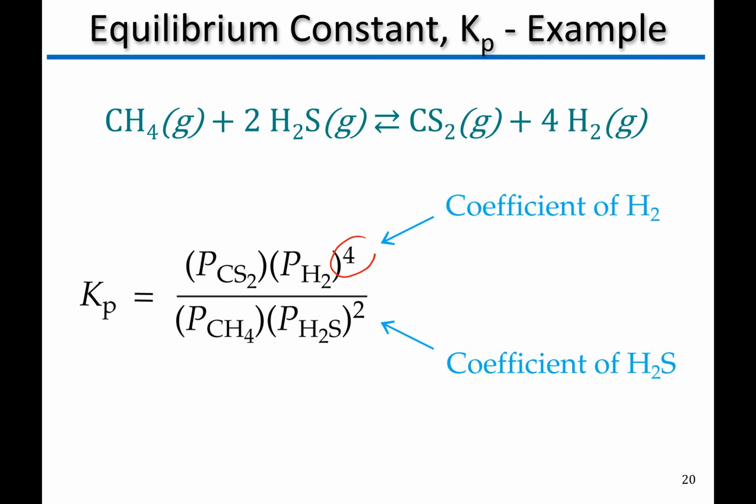And notice this power is still our stoichiometric coefficient. So the 4 in front of hydrogen comes down as its power, and the same thing for our reactants. Just the same setup as before.